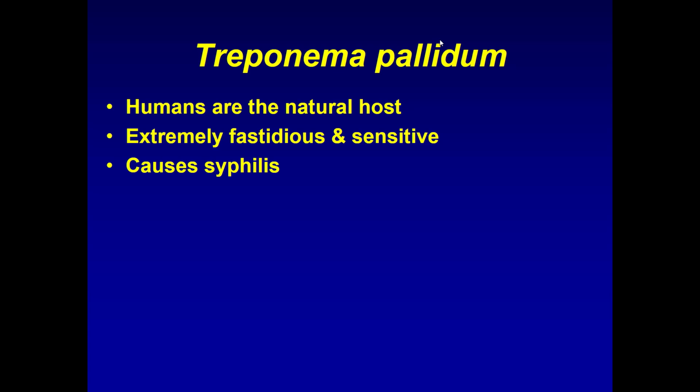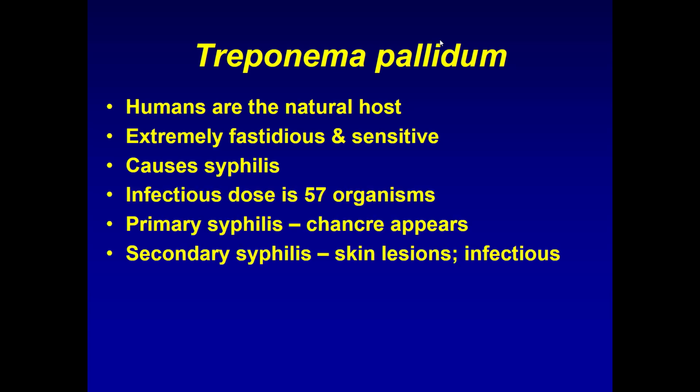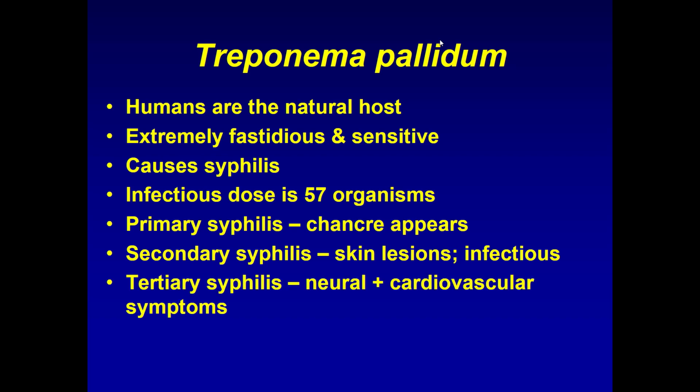It's a very, very fastidious and sensitive bacterium, and the interesting thing about syphilis that you need to remember is that you have primary syphilis, in which a canker or a small hardened lesion will appear on the genitals. Secondary syphilis, in which you'll get skin lesions, is the most infectious stage of syphilis. And then that can go away for 6 months up to, the next slide says 8 years, but it's up to 20 years. And then all of a sudden you'll get tertiary syphilis with life-threatening neural and cardiovascular symptoms.